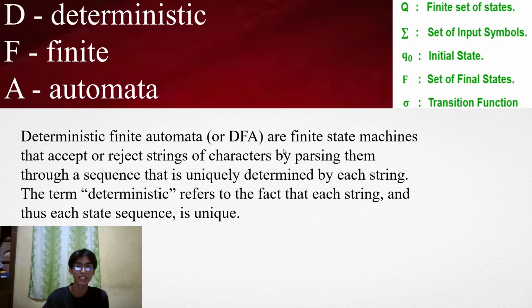Deterministic finite automata are finite state machines that accept or reject strings of characters by parsing them through a sequence that is uniquely determined by each string. The term deterministic refers to the fact that each string, and thus each state sequence, is unique. The DFA, in short, accepts or rejects the string's characters.